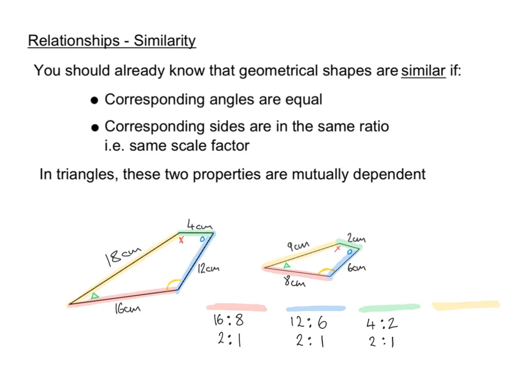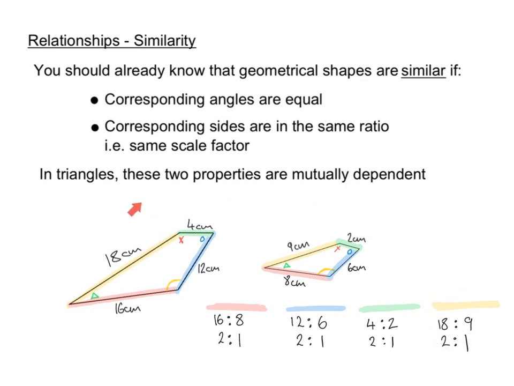And lastly, if I look at the yellow side here, we have 18 on the larger shape and the corresponding side on the smaller shape is 9. And again, it simplifies down to 2 to 1. So this is what I mean here, here, here and here by corresponding sides are all in the same ratio. All of these are in the ratio 2 to 1. So I can now confidently say that these two shapes are similar because the corresponding angles are equal. In other words, this angle the same as this angle and so on, and the corresponding sides are in the same ratio. So in other words, all of the corresponding sides are in the ratio 2 to 1.